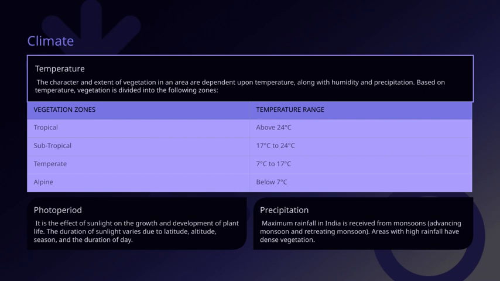Moving to the subtropical zone, with temperatures ranging from 17 degrees C to 24 degrees C, the vegetation becomes slightly less dense, but still quite vibrant. In temperate zones, where temperatures are between 7 degrees C and 17 degrees C, vegetation varies more, with deciduous forests and grasslands. Finally, in alpine regions, where temperatures are below 7 degrees C, vegetation is sparse, often limited to hardy grasses and low shrubs. Now, temperature isn't the only factor at play here.